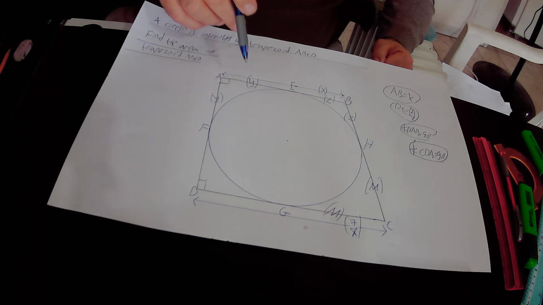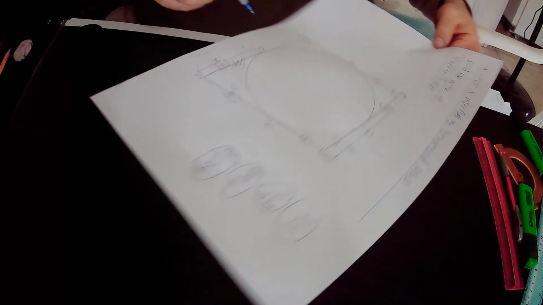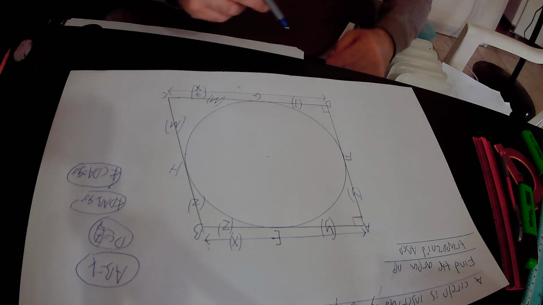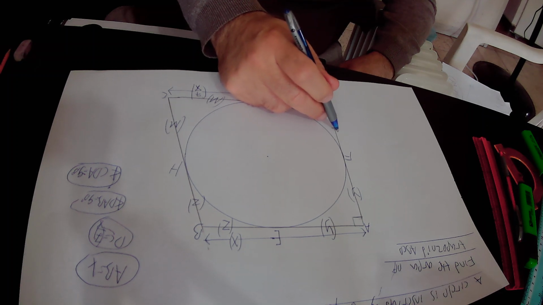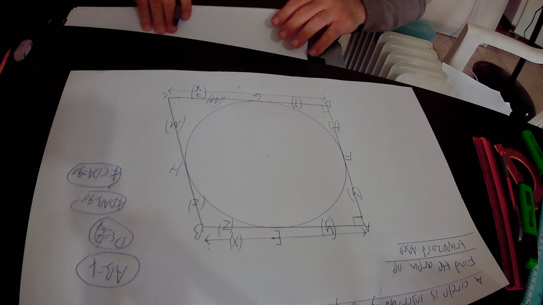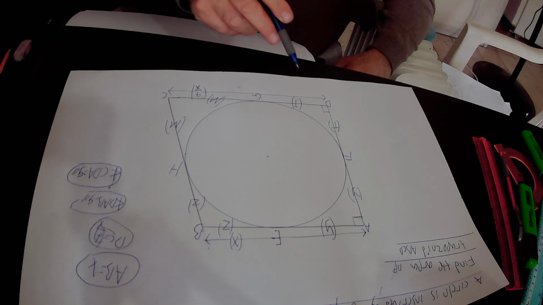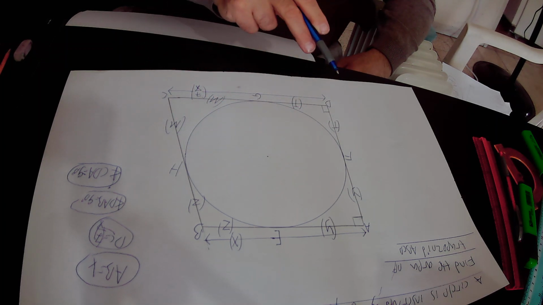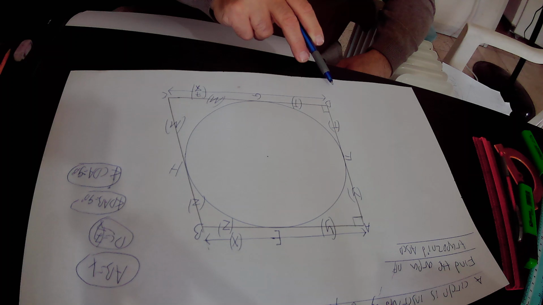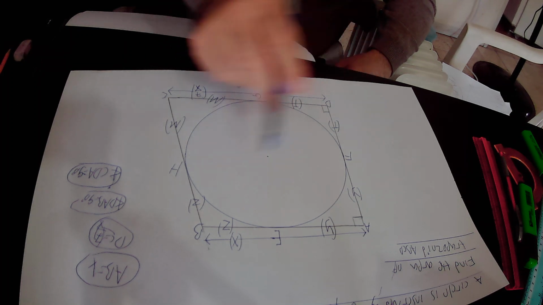So if we define the length of tangent DG as T, then the length of tangent DF must also be equal to T according to rule 2. Okay, so in the next step, we will add side AB to the opposite side DC in this trapezoid ABCD. So it is AB plus DC.